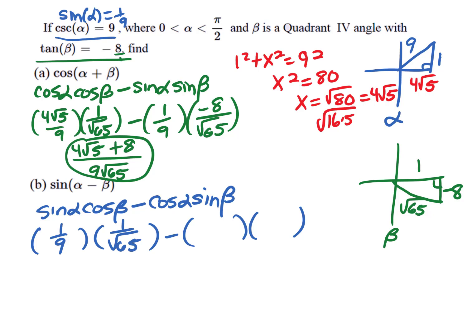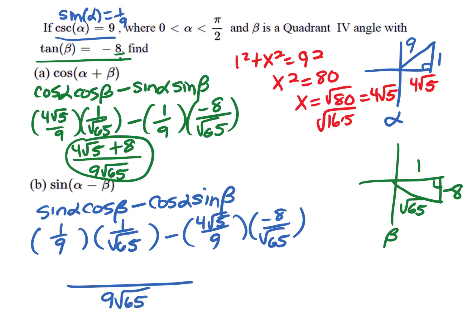Minus, we need cosine alpha, so that's adjacent over hypotenuse. And then we need sine beta, which is opposite over hypotenuse. Okay, combining those into one fraction, we got 9 square roots of 65 for the denominator. Numerator looks like it's going to be 1. Minus a minus makes a plus. 4 times 8 is 32 square roots of 5.